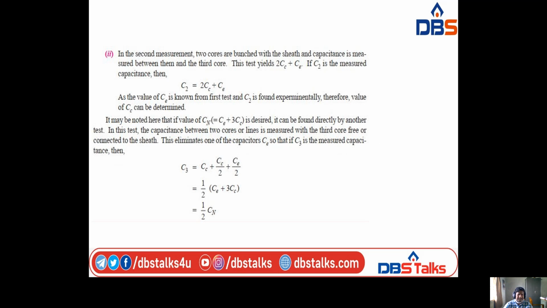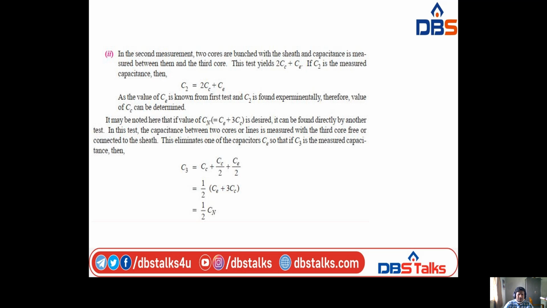Similarly, for the second measurement, 2 cores are bunched with the sheath and the capacitance is measured between them and the third core. Therefore, that gives 2 Cc plus Ce. If C2 is the measured capacitance, then C2 is equal to 2 Cc plus Ce. We know the values of Ce and C2, so we can determine Cc.